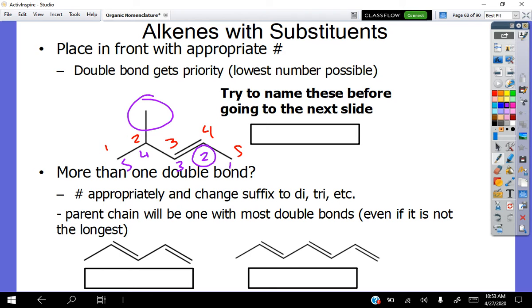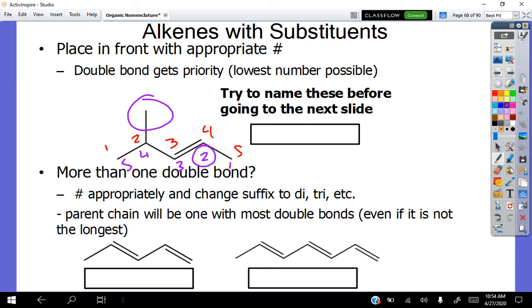If there's more than one double bond, we need to use prefixes to represent that. So if there's more than one double bond, we use di. If there's more than 2 double bonds, we use tri. And then you just put that in front of the ene portion. So the parent chain, this is really important, the parent chain will always be the one with the most double bonds, even if the parent chain is not the longest. So go ahead and try these examples so far before we progress. You should pause and try these 3 structures now.